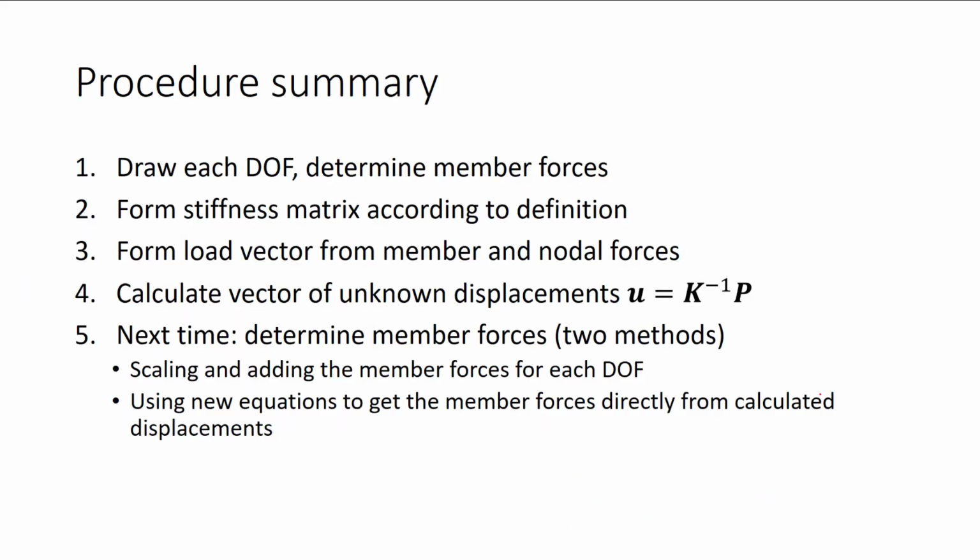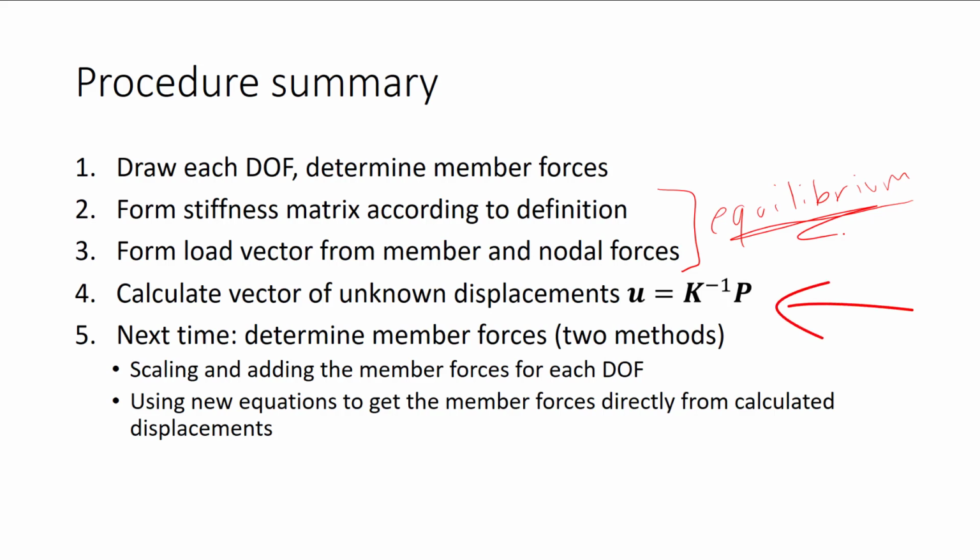Let's summarize what we have so far. We first drew each of the degrees of freedom, and we determined the member forces. Going forward, we're not going to explicitly consider equilibrium at each degree of freedom. We're going to form the stiffness matrix directly according to the definition. So we haven't seen that yet, but that's what we'll see going forward. Third, we'll form the load vector from the member nodal forces, again directly according to the definition instead of explicitly considering equilibrium at each node. So right here, these two steps imply equilibrium, and this example was intended to show you that very explicitly, but going forward that's going to be pushed into the background a little bit.